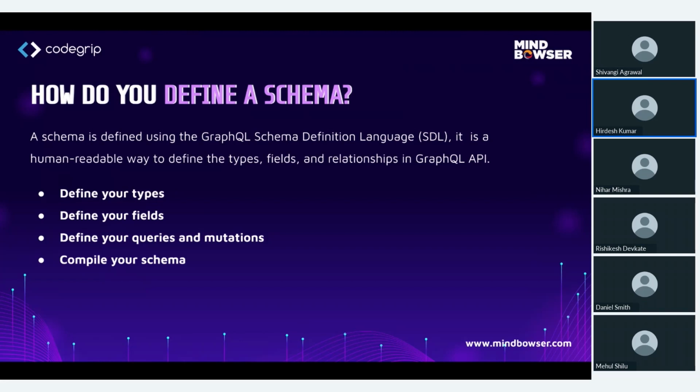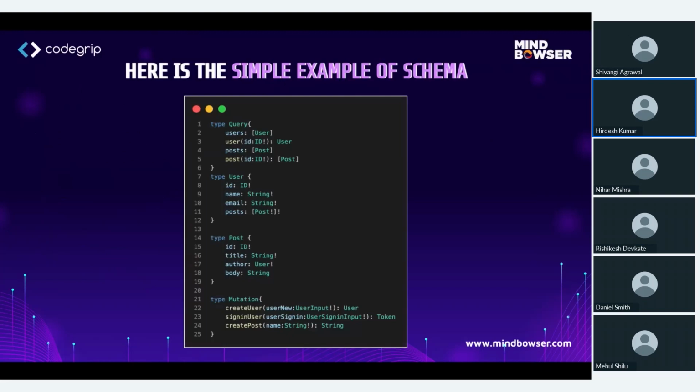Here we can see a simple example of a schema. This is how we can create a schema in GraphQL. This schema defines a query. In the first type, we can define a query using the query keyword. Then we have two types here: one is the user type and one is the post type. If we are fetching the user type data, that user type will have these many fields: id, name, email, post.